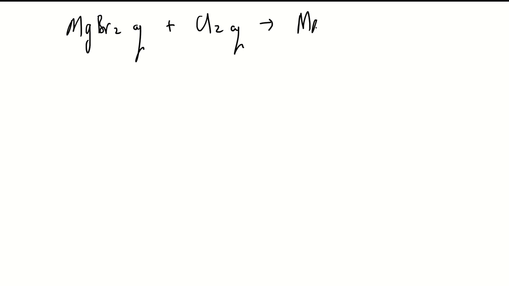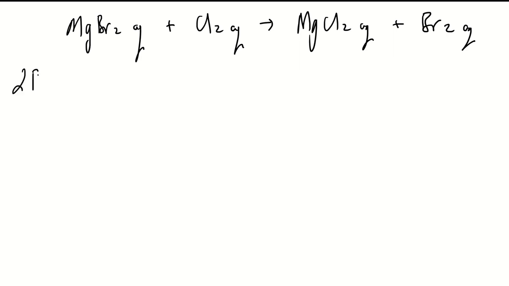Right, let's go magnesium bromide solution plus chlorine solution, and that goes to magnesium chloride solution plus bromine. Okay, again I'm assuming that you can balance the equation. That's already balanced, and you can put state symbols in it, and you can pull out the ionic equation. This time the spectator ion is a magnesium ion.